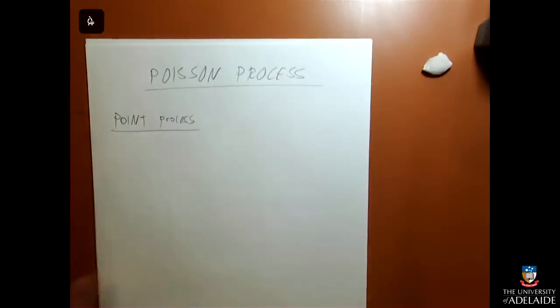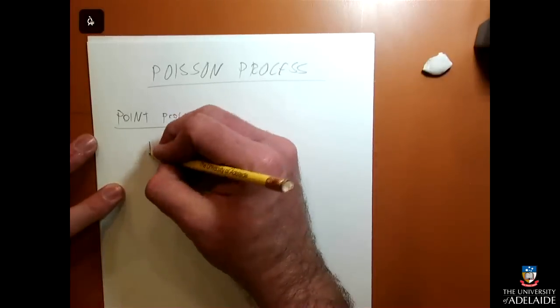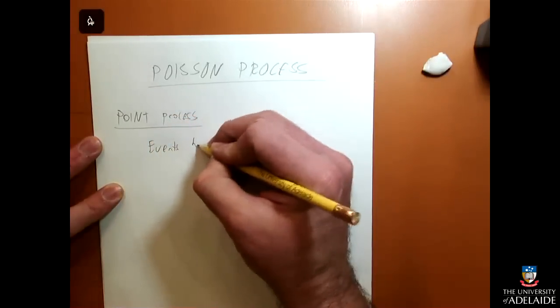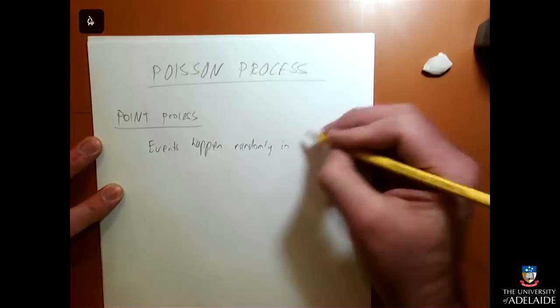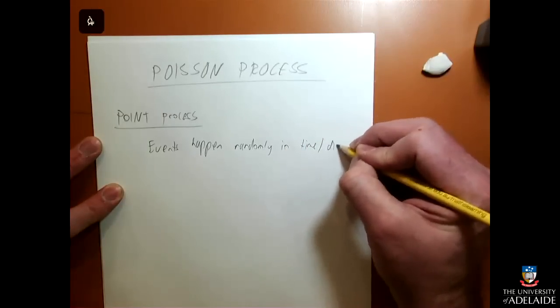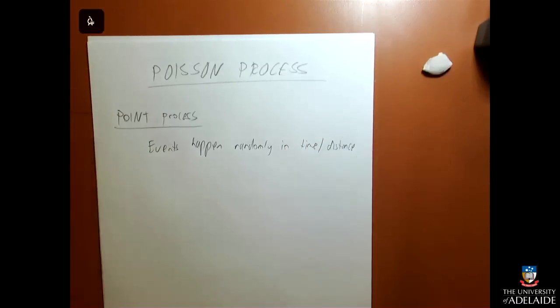So a point process is points, so events, that happen in continuous time or space. It can be distance as well, so they happen randomly in a space of time from now onwards, on average one every 10 minutes. Or they can happen along a road, for example, one every 5 kilometres or something like that. And there are various ways to describe the probability of an event happening within a certain amount of time.